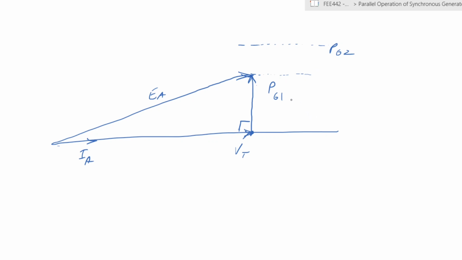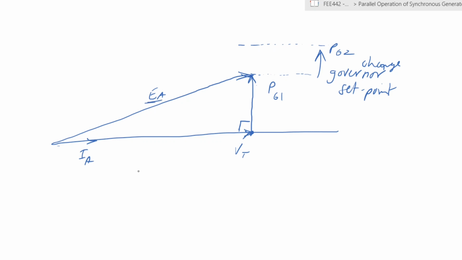You then have to change the value of the internal generated voltage. But remember here, in order to change from PG1 to PG2, we have changed your governor set point. Okay, you change that. But we are saying what happens if we change the governor set point, but we retain the voltage regulator. All right, you change governor set point without changing voltage regulator. If you do not change the voltage regulator, what does that mean?